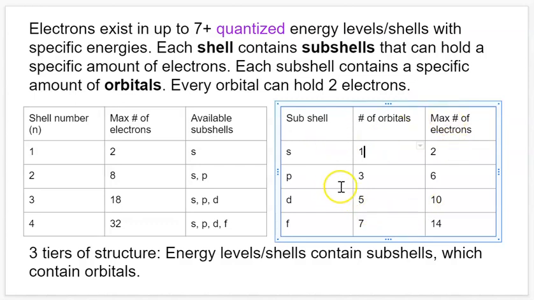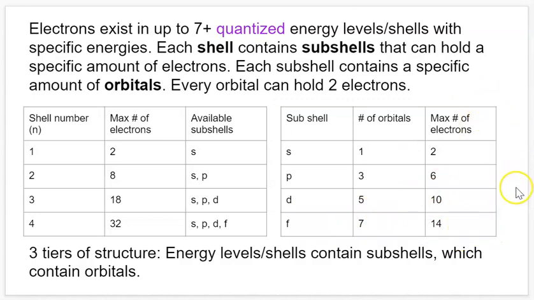For a p subshell, there's 3 types of orbitals, which means we can put 2 in each of them and have a maximum of 6. And then for d, there's 5, so that's a maximum of 10. For f, there's 7, that's a maximum of 14. So the number of electrons that could be stored within any one shell of the atom is going to be dependent on what subshells are available to us at that energy level. And it's not the same at every energy level.